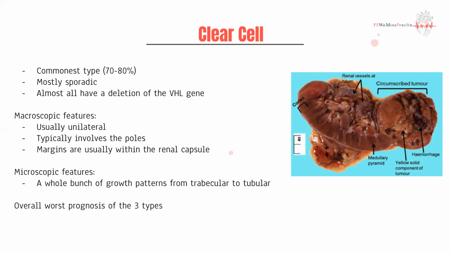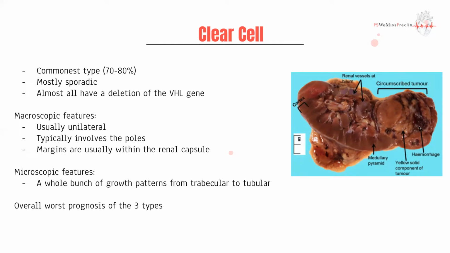In terms of macroscopic features or how it looks on specimens, it typically is unilateral and involves the pole. What I mean by pole is the upper and lower ends of the kidneys. So as you can see here, you have a clear cell carcinoma affecting the lower pole.